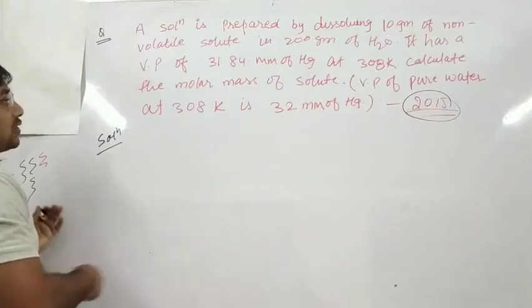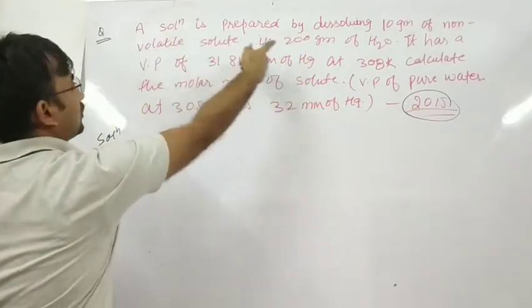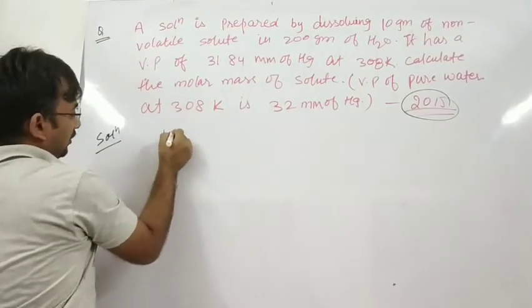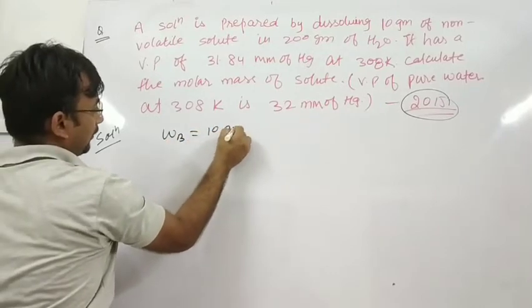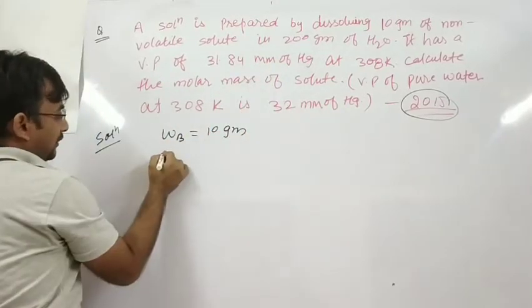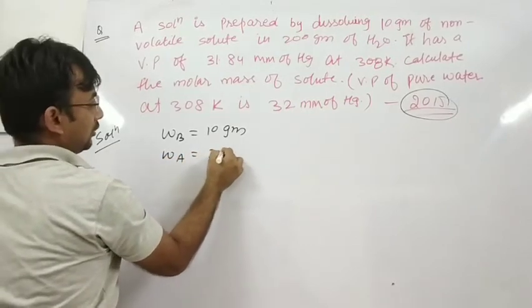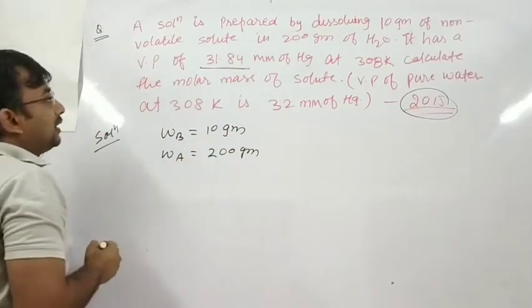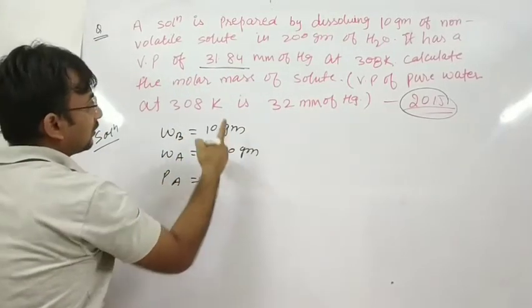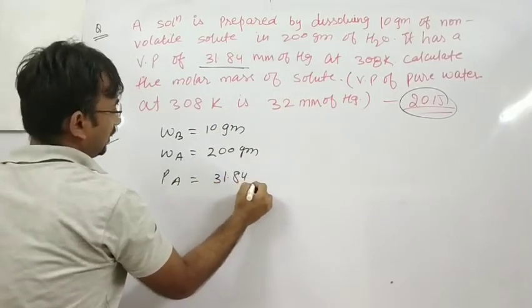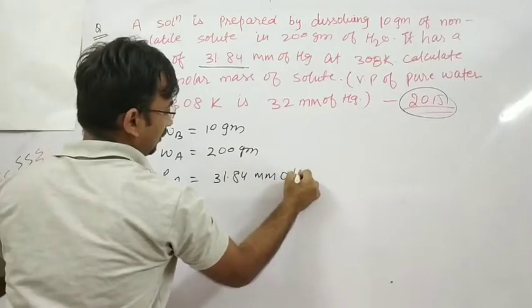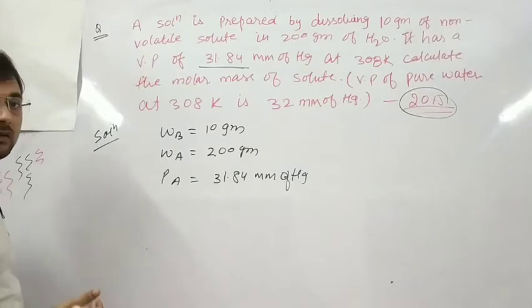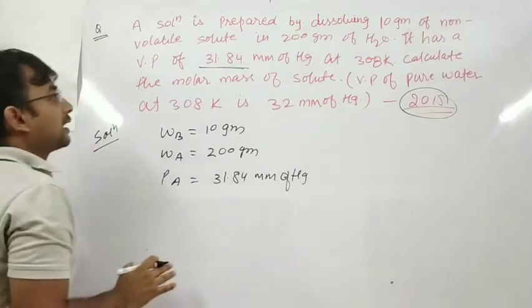Now see, in this question, a solution is prepared by dissolving 10 gram of non-volatile solute. Now solute is given here, WB is 10 gram, in 200 gram of water. That means weight of solvent is given, 200 gram. It has a vapor pressure of 31.84 mm of Hg. That means PA value is given. The day you start writing all these things, solving numericals is fun. Really, I am telling you, you don't have a scope of losing marks in physical chemistry.